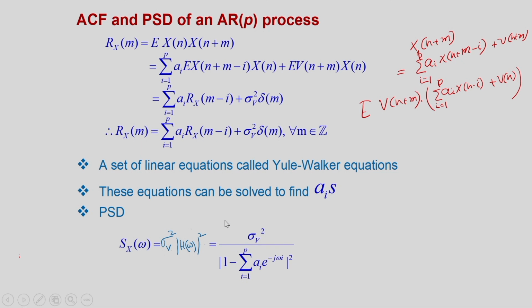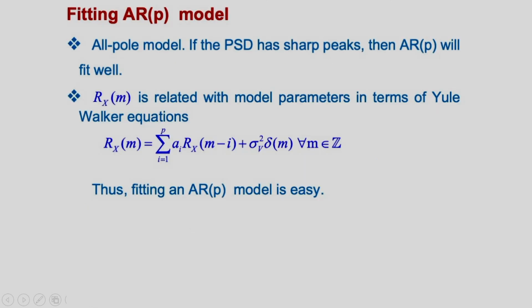So, we see what the autocorrelation function is, how it is related to the model parameters, and how the power spectral density is related to the model parameters. Fitting an AR(p) model: because the AR(p) model is an all-pole model, if the PSD has sharp peaks, then the AR(p) model will fit it well. Rx(m) is related to the model parameters through the Yule-Walker equation. This is a linear set of equations, therefore solving it is easy. Thus, fitting an AR(p) model is easy.